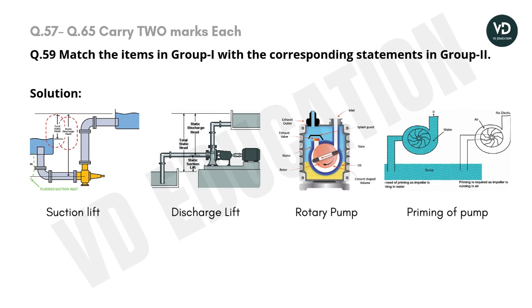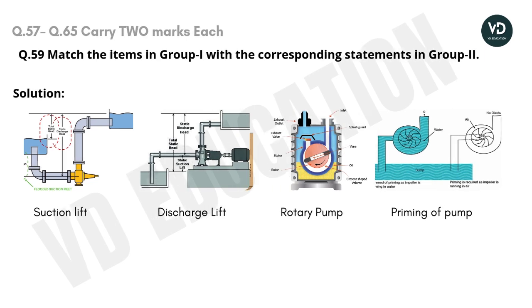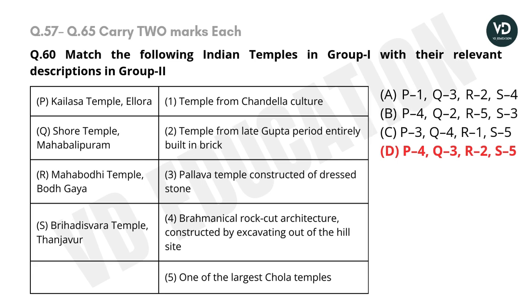In this slide we can see the items and their functions in a diagram. Question number 60. Match the following Indian temples in Group 1 with their relevant description in Group 2. Options they have provided: P.